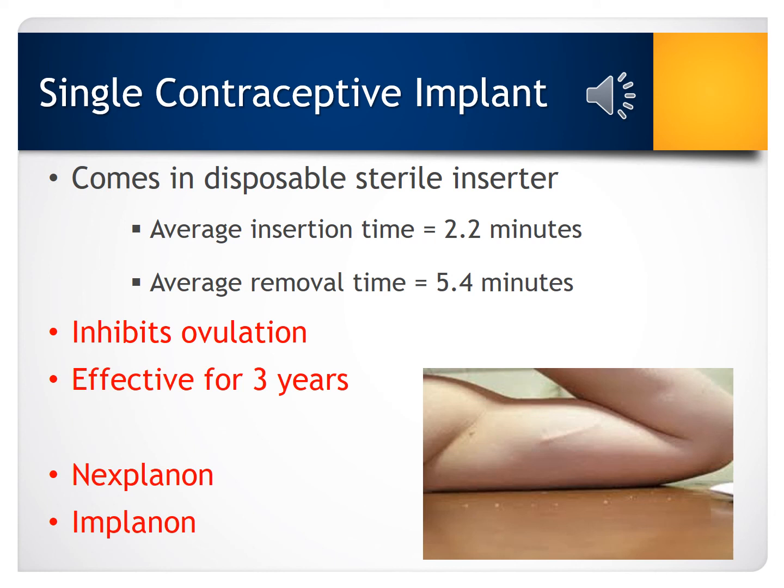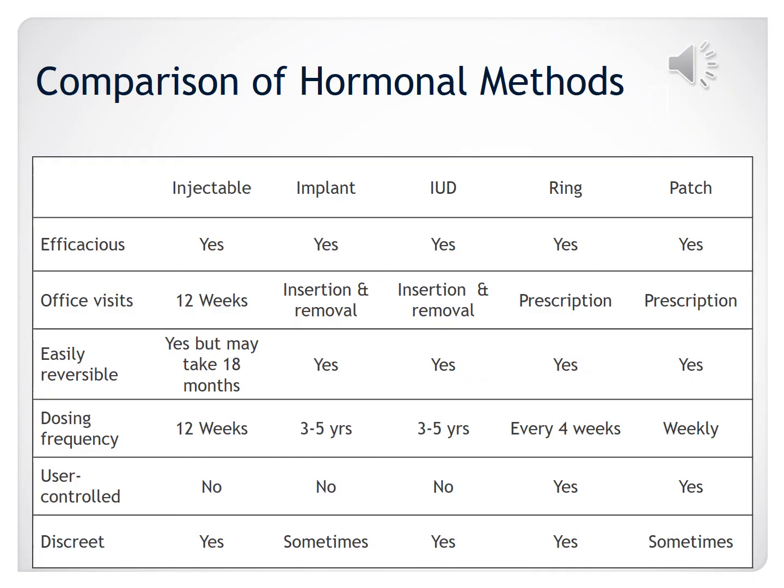And women who are lactating can, again, use any of these progestin-only contraceptives. Here's just a chart comparing the various types of contraceptive methods. This can be helpful in teaching when you're discussing with the client and helping her make the decision on which contraceptive method is best for her if she's choosing a hormonal contraceptive method.